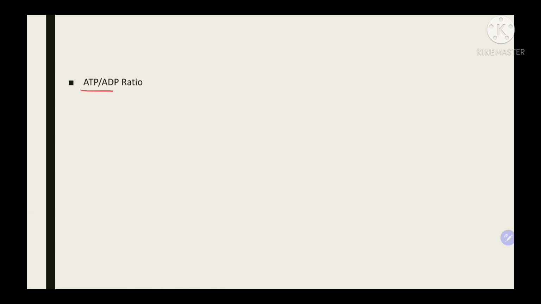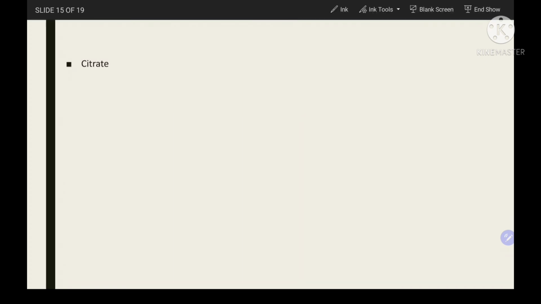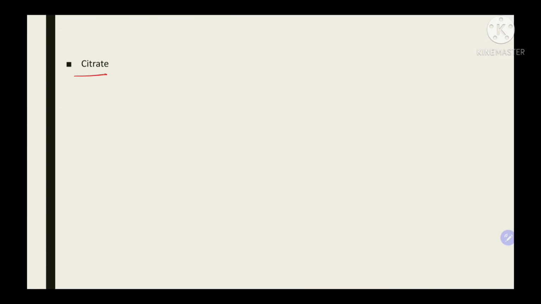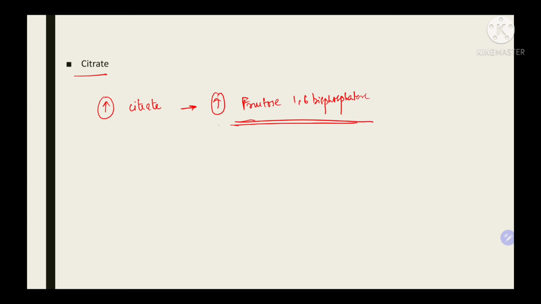Second is the ATP ADP ratio. Whenever there is an increased ATP ADP ratio, that activates all the key enzymes of gluconeogenesis, thereby increasing gluconeogenesis. Third is citrate. Increased citrate mainly promotes gluconeogenesis by increasing the activity of the enzyme fructose 1,6-bisphosphatase. By increasing the activity of this enzyme, citrate increases gluconeogenesis.